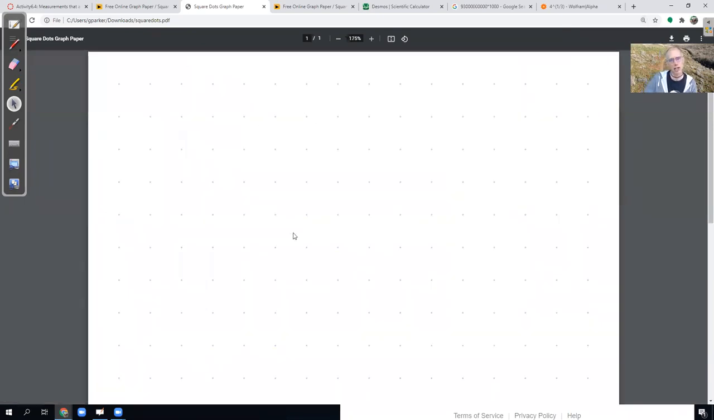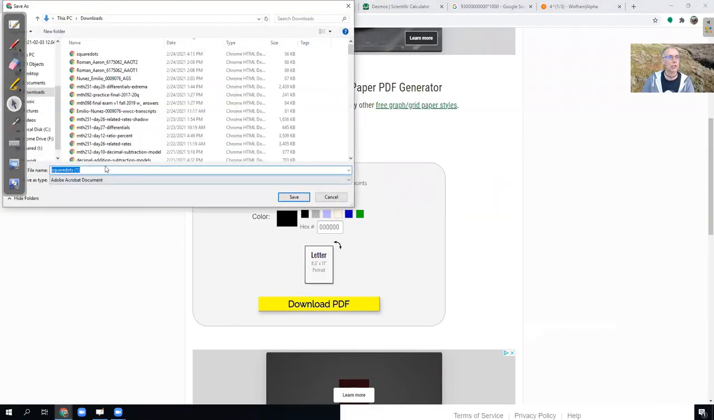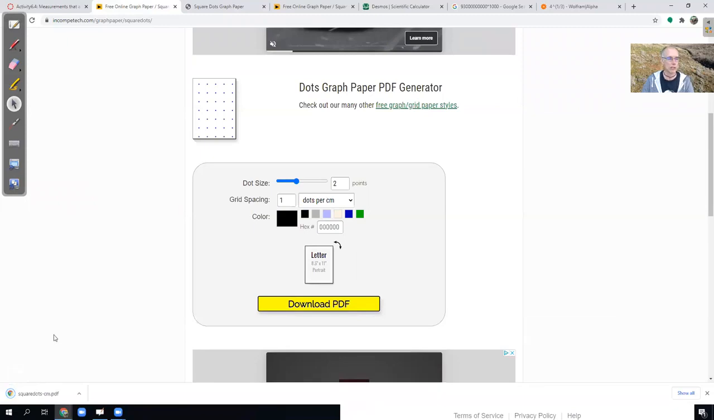So those dots look kind of faint. So if we weren't happy with that, we could always do something like make them black and then make the point a little bigger, like size 2. This says 2 dots per inch. Maybe you like centimeters better. So maybe I could do 1 dot every centimeter. So this can be a slightly different one. We'll call it square dots, centimeters.